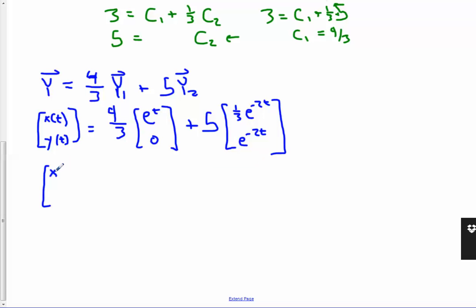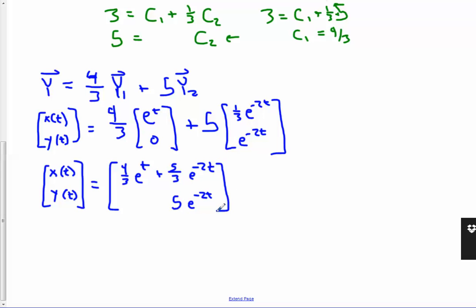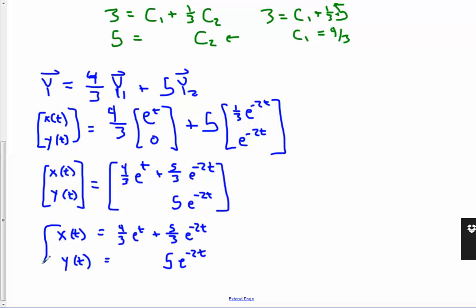Right? There's a million ways to write these things. I can just put this all together, right? I could do 4/3 e to the t plus 5/3 e to the minus 2t. And then for the y of t, I would just have 5 e to the minus 2t. And there we go. And then finally, I can rewrite that without any matrix brackets at all. Just two separate formulas, right? Those two together constitute a solution. So, any of these three are sufficient. There's 3 different ways to write it.